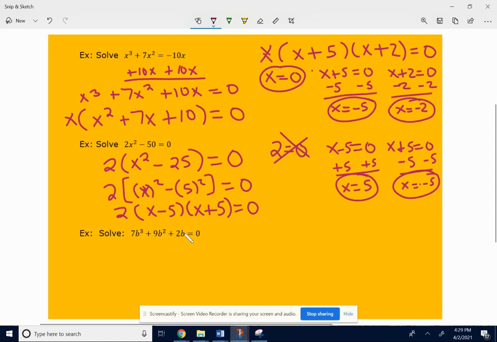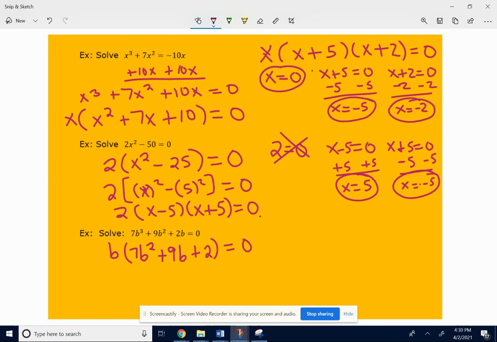I see a common b. Since b is common to all 3, I need to take the smallest b, which is b to the first, and I need to factor that b out. So I'm going to divide all 3 pieces by b. 7b to the third divided by b is 7b to the second. 9b to the second divided by b is just 9b. 2b divided by b is just 2. So I've factored out the greatest common factor.